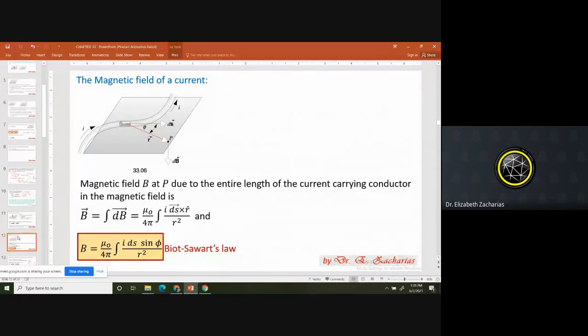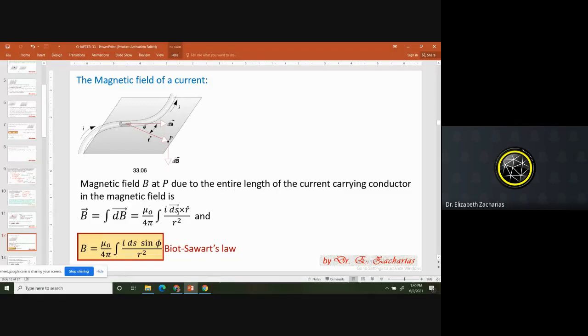Now I want the magnetic field due to the entire wire. So I have to take all such elements, starting from here all the way, get the magnetic field because of each of these elements and then add them up. This adding up becomes an integral. So when you integrate dB, you get mu naught by 4 pi into integral I ds cross r cap by r square.